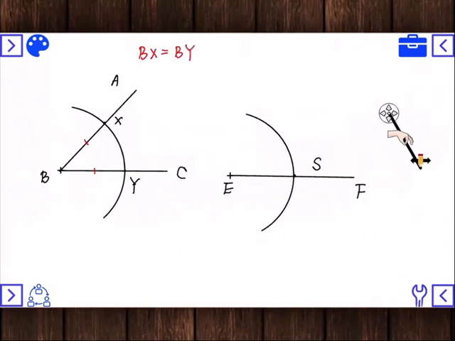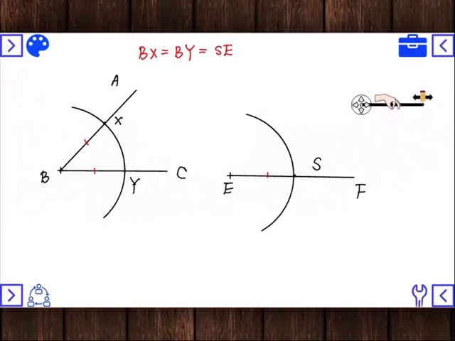And then what did we do? We measured BY. And then we moved the compass to E, and then we drew an arc with the same radius as BY. That means SE is actually equal to BY as well, right? SE is equal to BY as well. Okay, now what do we do?